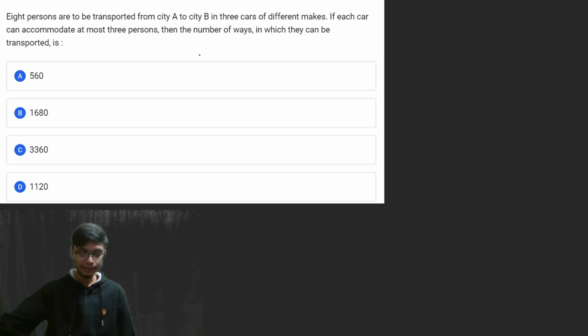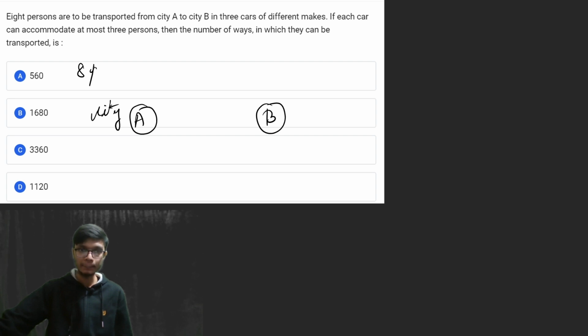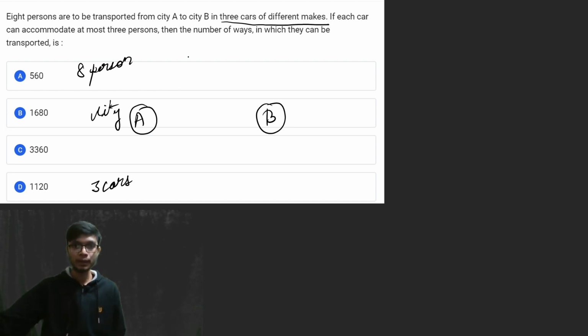So the next problem says that there are a total of 8 persons that need to be transported from city A to city B. Okay, so let me draw the situation. So there is a city A, and from city A to city B we need to move 8 persons. So there are 8 persons which need to be moved from city A to city B in 3 cars of different makes. Okay, so there are 3 cars, and each of the 8 persons has to be moved from city A to city B in these 3 cars.